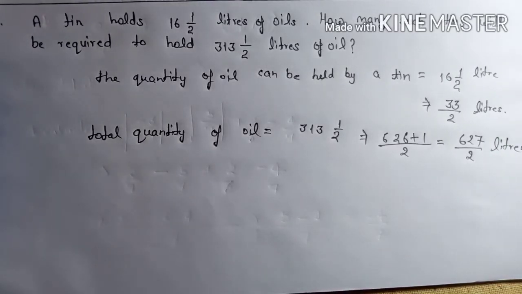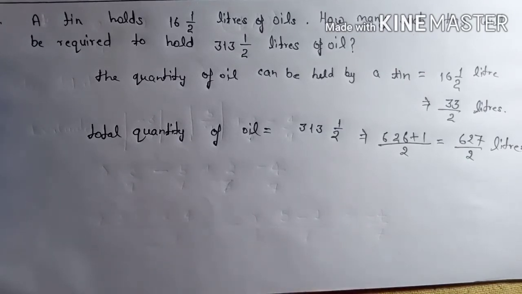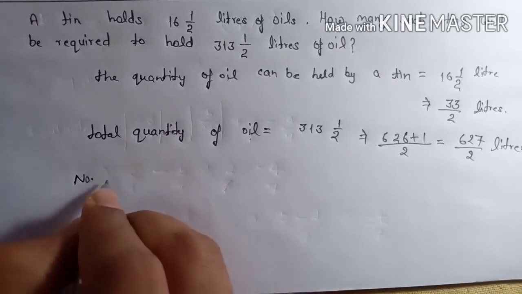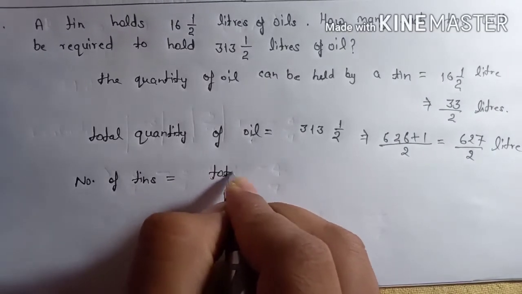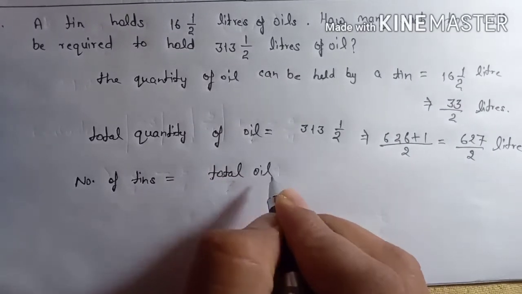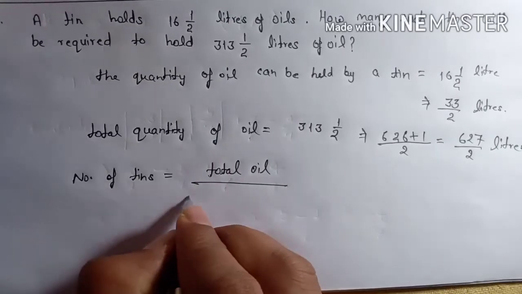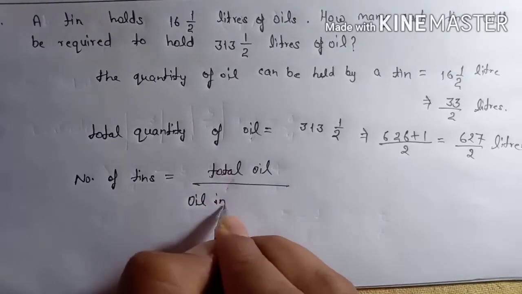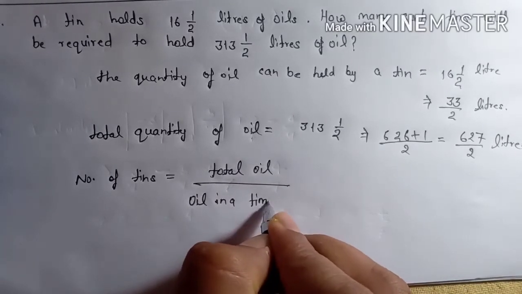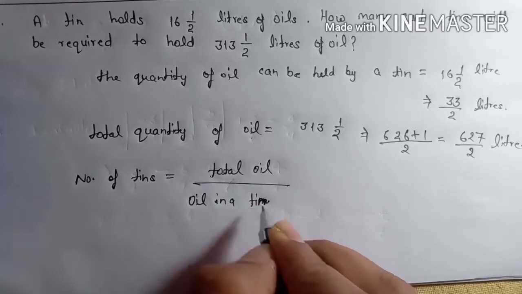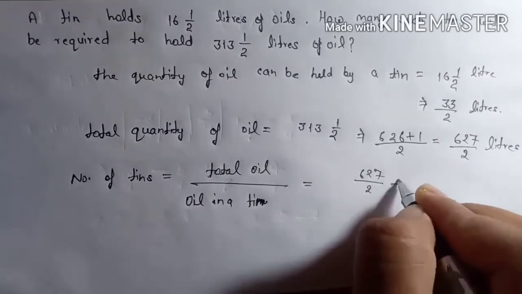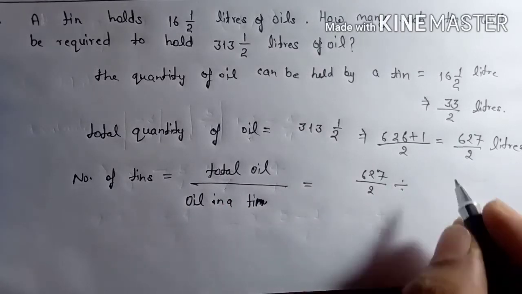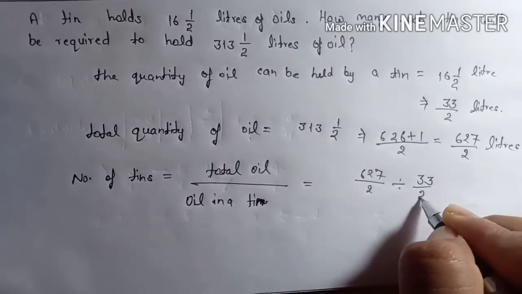Now it is said to find the number of tins that are used here to contain this oil. So the number of tins is equal to the total quantity of oil upon the oil in a tin, that is the ratio of the capacities. This is n is equal to 627 upon 2 divided by, this is the symbol of division, 33 upon 2.